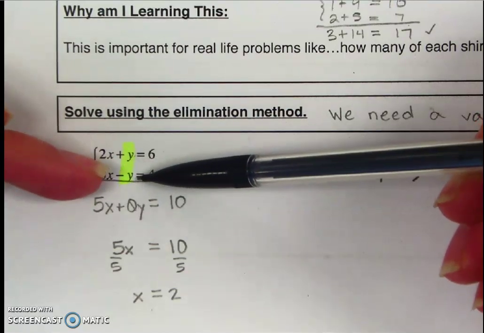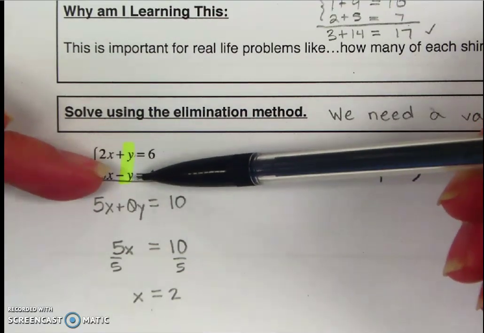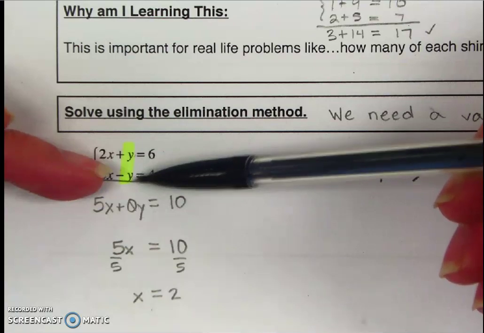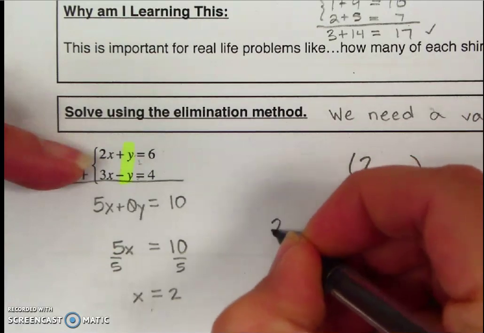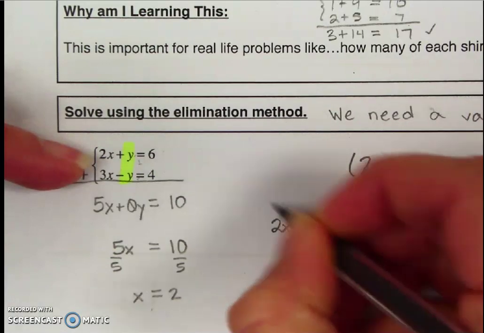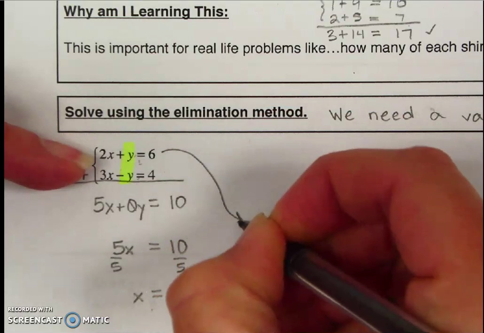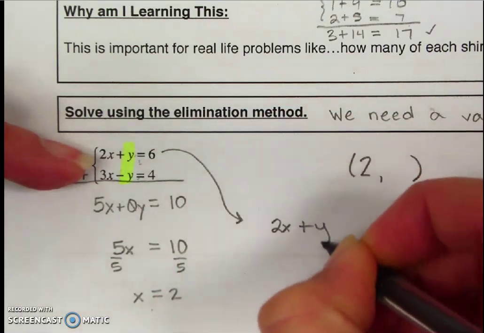In this case, I would have a negative 1y. I know that negatives sometimes cause issues, so I'm going to plug into this top equation. That's the one I see as easier. The top equation was 2x, so I'm going to just point an arrow so you know where this came from. 2x plus y is equal to 6.